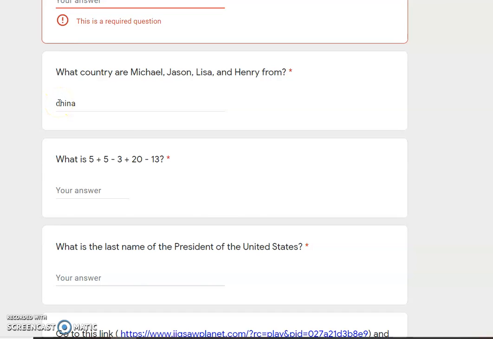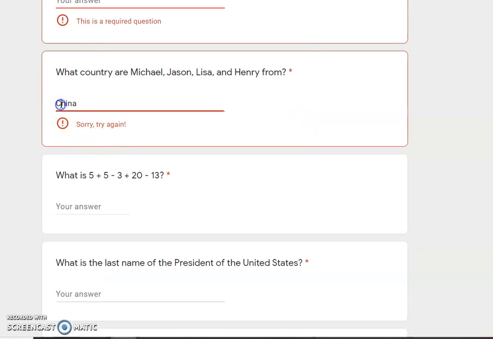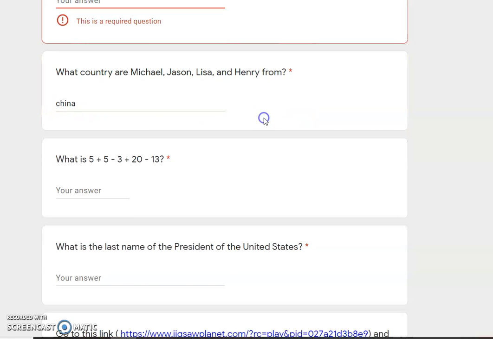There are a couple rules. I do not use any capital letters. So if you wrote China like this, it would be wrong. No capital letters, okay? In any of my questions, there are no capital letters. If there's a number, you're going to write the number out like this. So you're not going to write 14, you're going to write out fourteen. Okay.